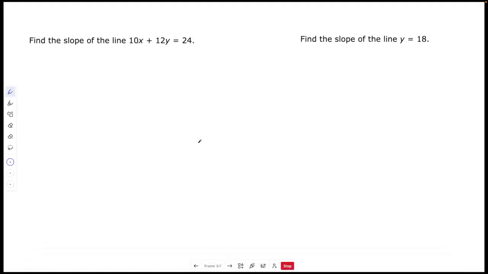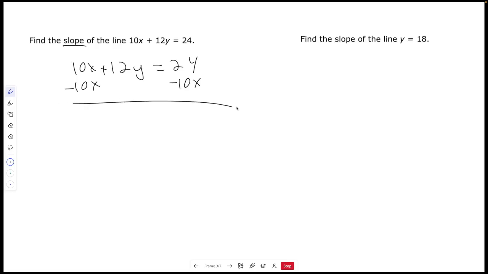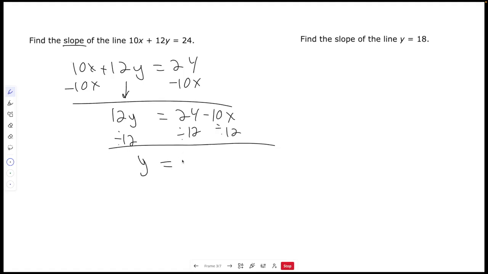Now for these two problems, you'll notice that, first off, find the slope, and it's not in slope-intercept, it's not in point slope, so you need to solve for the y. All right, so we start with 10x plus 12y equals 24. We need to get the y by itself, so let's move the 10x. Again, we should know how to solve equations. So now we have 12y equals 24 minus 10x, and then we need to divide everything by 12, and we end up with y equals 2 minus 10 over 12x.